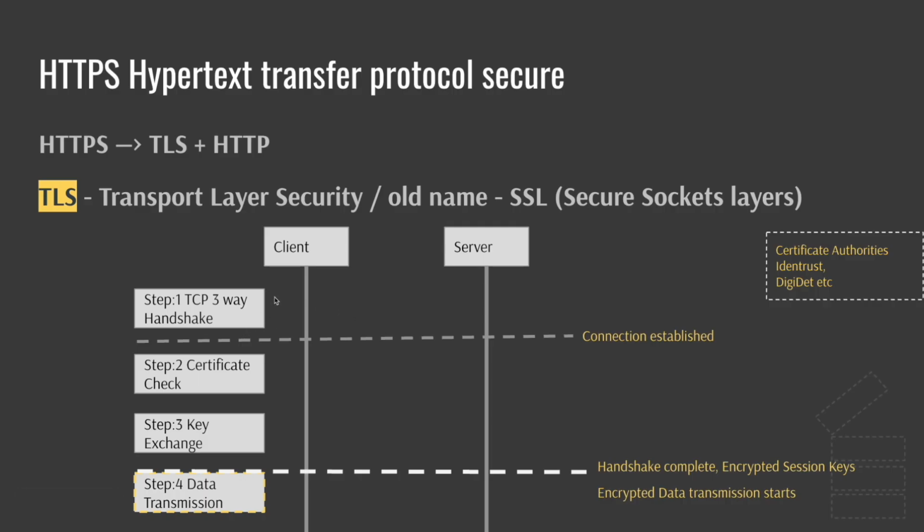Just a summary of the entire process. It's a four-step process. Steps 1 to 3 involve the handshake process, which ends with sharing of the session key between the client and the server, and step 4 is the actual data transmission. So this is how HTTPS works.